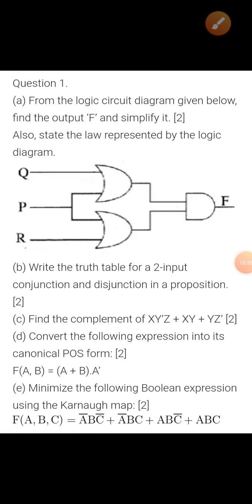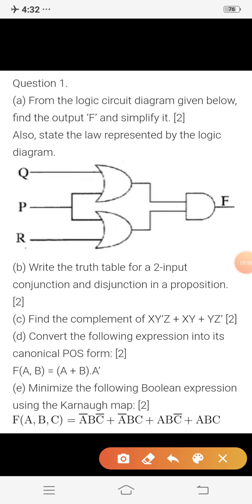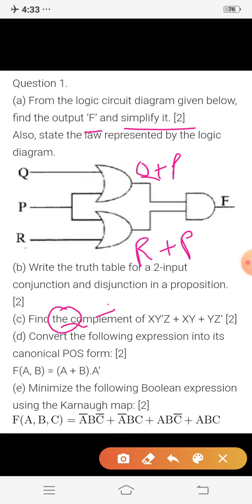Now moving on to the next question here. From the logic circuit diagram given below, find the output F and simplify it. Also state the law represented by the logic diagram. We need to find out which law is represented by this logic diagram. The output of the first gate is Q plus P. And for the second one, R plus P. And we are doing the AND of it. So the complete expression will be (Q plus P) dot (R plus P).